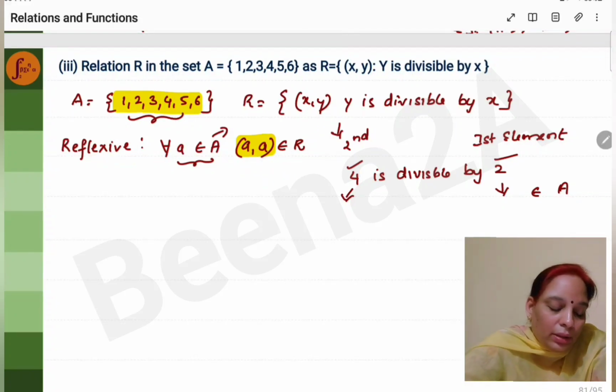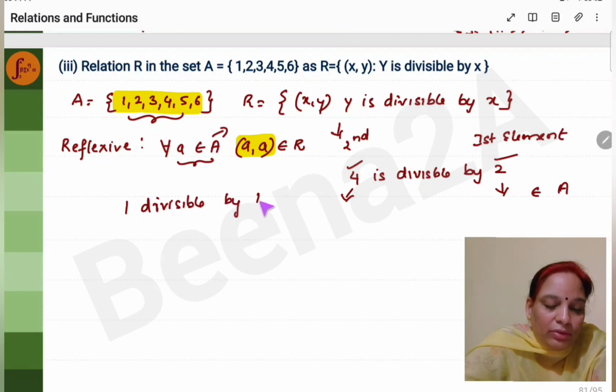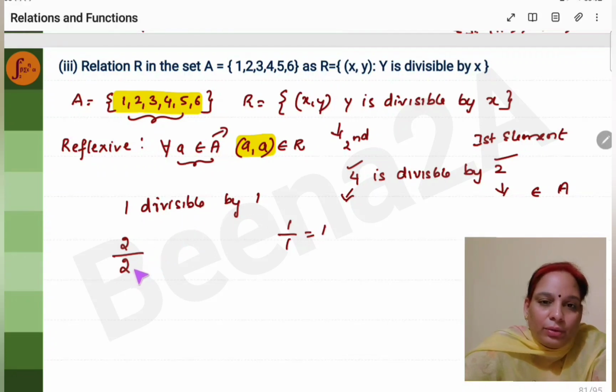Now here I can consider first element, say 1. Is 1 divisible by 1? Yes, right? 1 is divisible by 1. 1 by 1 is 1. Similarly, I'll take number, second element 2. Is 2 divisible by 2? 2 by 2, it's divisible, right?